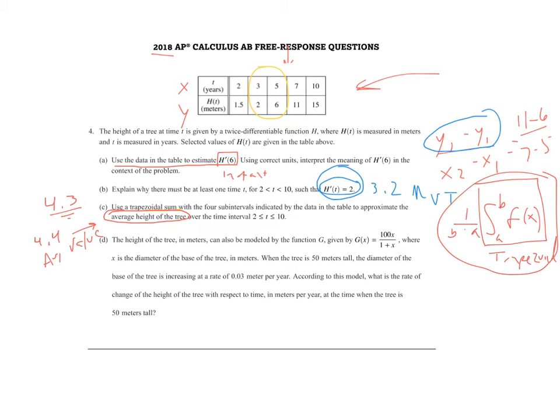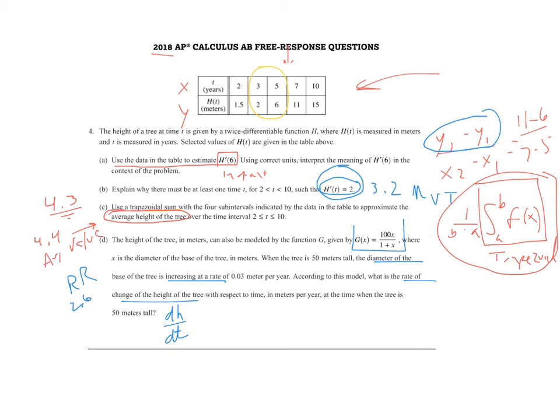Okay, on to part D. The height of the tree can be modeled by this function, where x is the diameter of the base of the tree. When the tree is 50 meters tall, the diameter is increasing at a rate, right? So I start to see that increasing at a rate. They're talking about diameter. I'm starting to think to myself, this might be a related rates question, which it is. And so this is a related rates question, which I believe was section 2.6. According to this model, what is the rate of change of the height? So that would be dh/dt, with respect to time in meters per year when the tree is 50 meters tall.